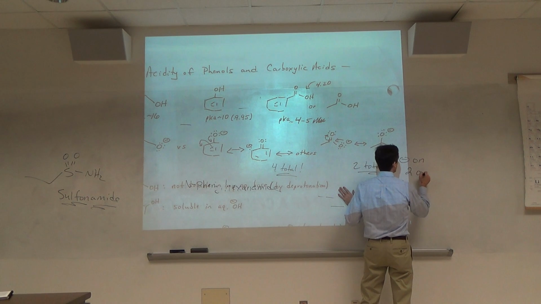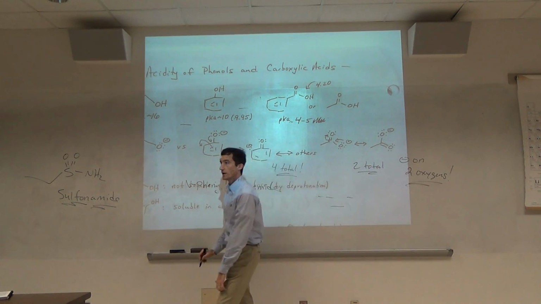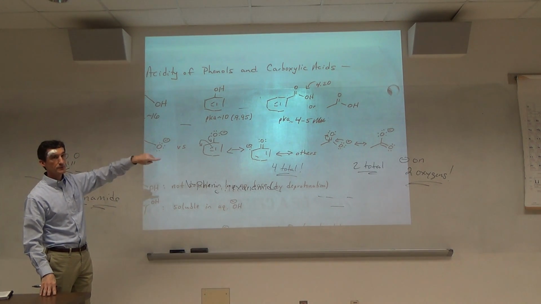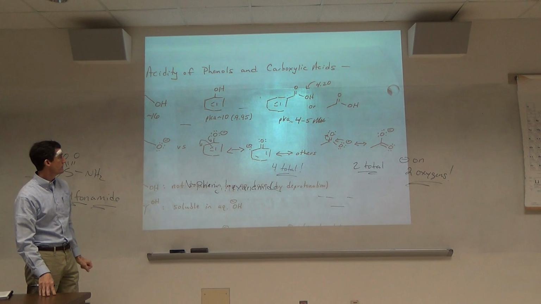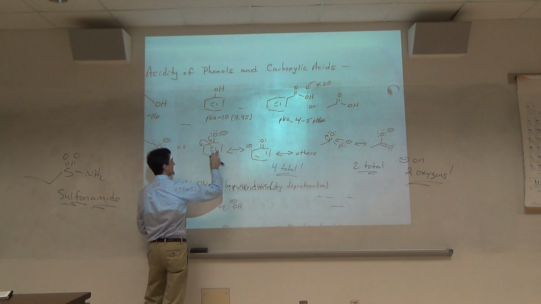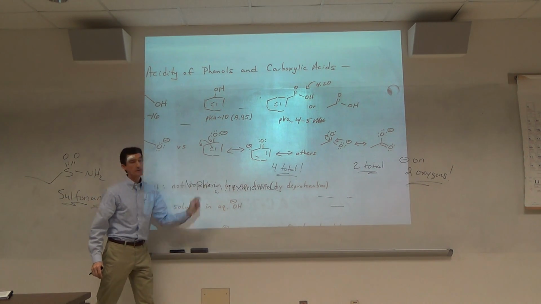So we have minus on 2 oxygens, delocalized over 2 oxygens. That makes it more stable, more willing to form carboxylic acid, more acidic. But putting it on carbon is better than putting it nowhere else. So there's some delocalization here.